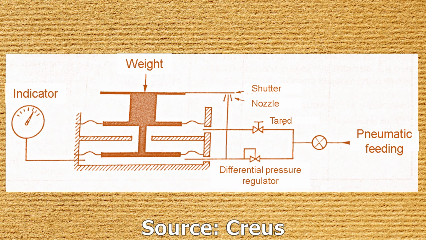The load capacity of pneumatic cells ranges from 10 kilograms to tons. They have an accuracy of plus minus 0.2% and are easily adapted to pneumatic control. They have the advantage of being insensitive to temperature changes and being explosion proof, with the disadvantage of requiring compressed air and being relatively slow to respond.